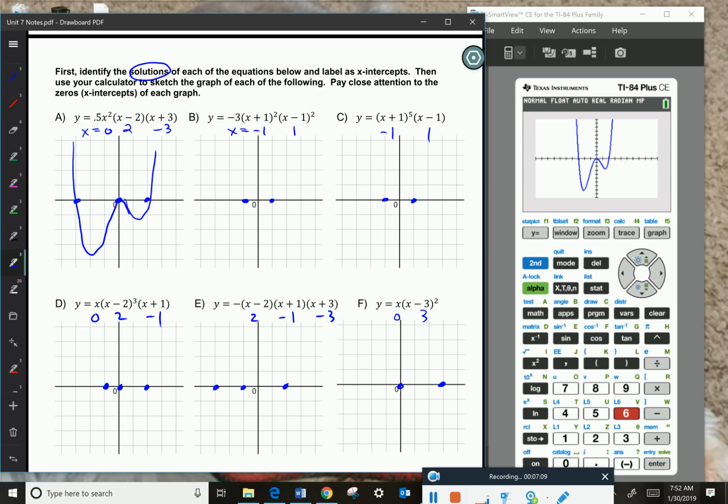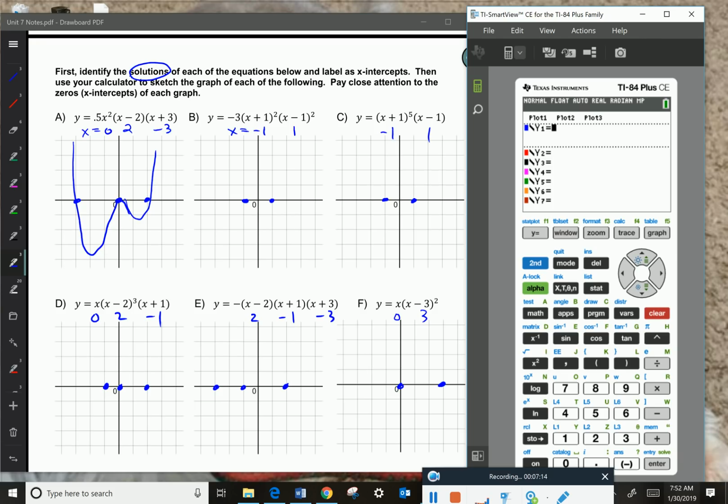Okay. Why don't we go ahead and put in letter B. So go back to your y equals, clear that out. Put in -3, and then parentheses x plus 1, oops, that x plus 1 was squared, sorry. And then we have the parentheses x minus 1, and that one is squared also. Okay, so make sure you get the squares on the parentheses.